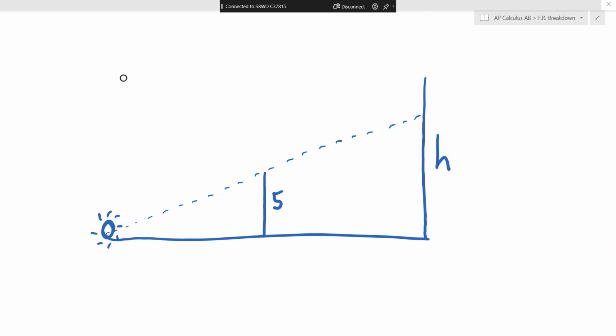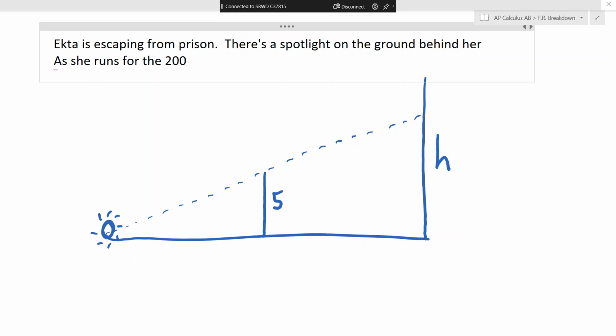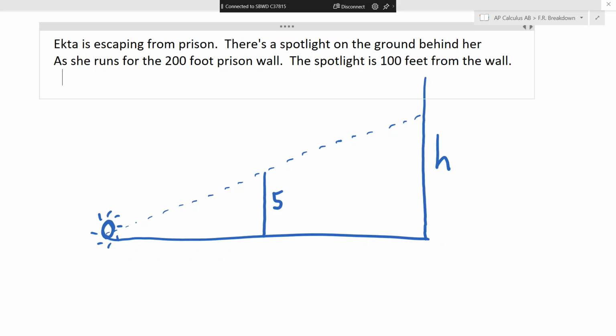Here we are. Let's see. Ekta is escaping from prison. Good, good, good. There's a spotlight on the ground behind her as she runs for the 200-foot prison wall. Great. The spotlight is, what do you think? 100 feet from the wall. So that's not changing, okay? How fast is Ekta's shadow shrinking on the wall if she is running at, how fast do you think Ekta is?